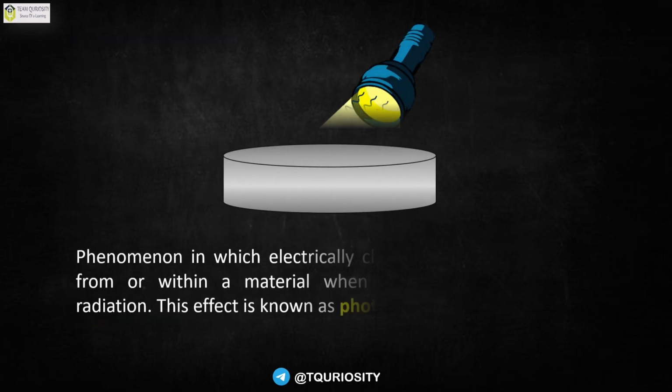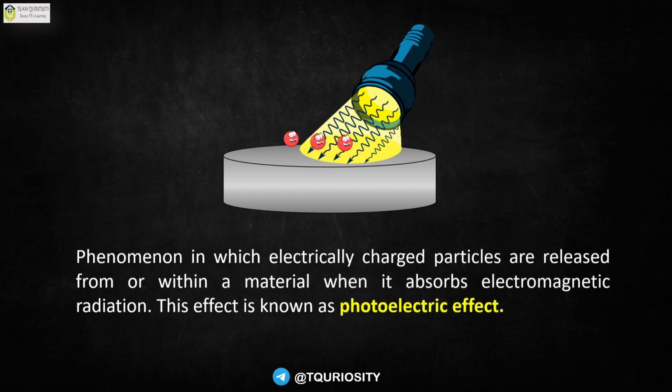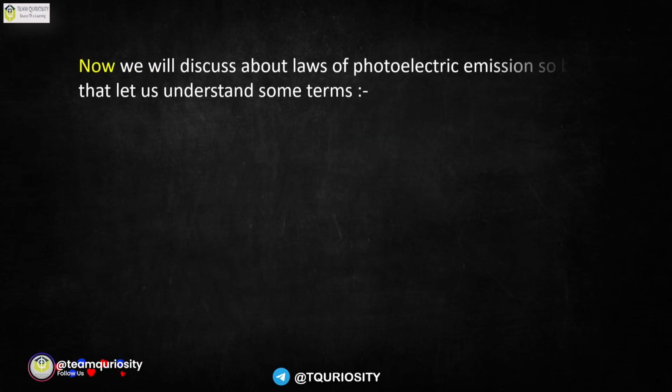From the above animation, which you all might be seeing right now, when light of a certain frequency is incident on a metal surface, then it emits electrons, and this process of emission of electrons is referred to as the photoelectric effect. Now, let us discuss some of the laws of photoelectric emission. Before going to that, let us understand some of the terms related to photoelectric emission.